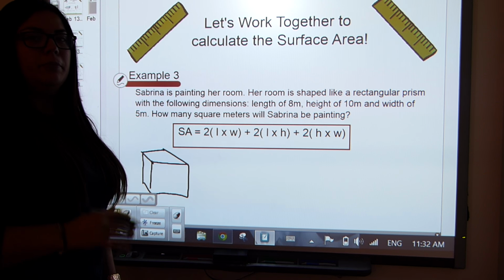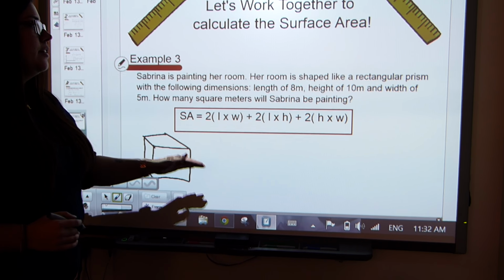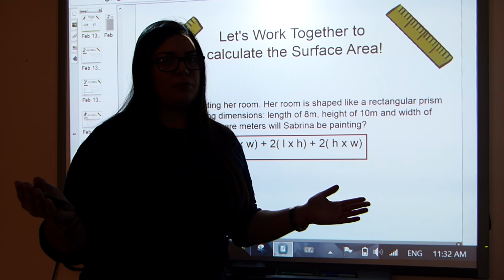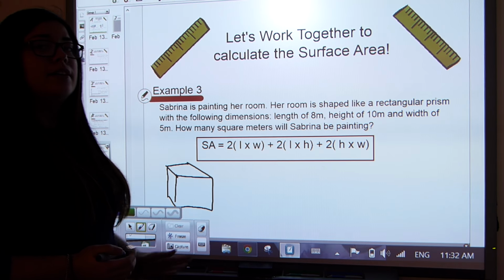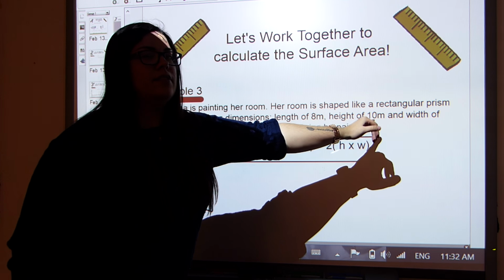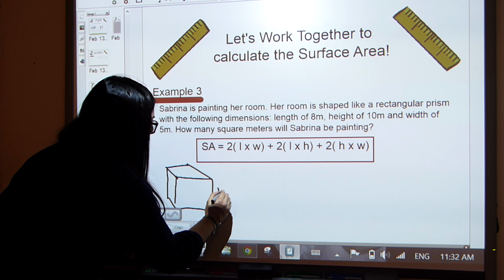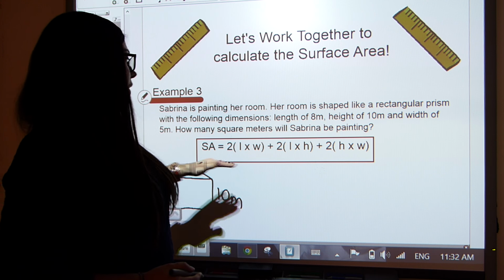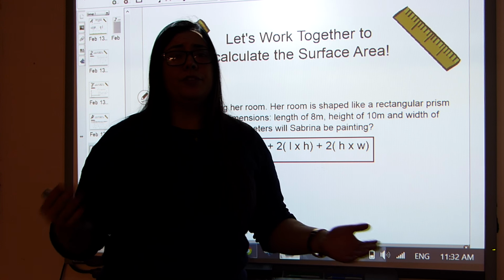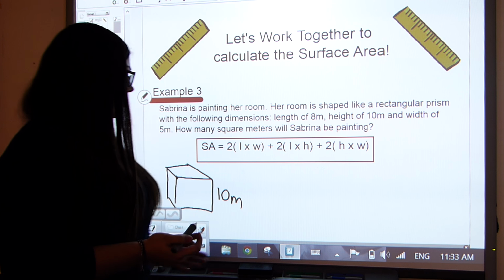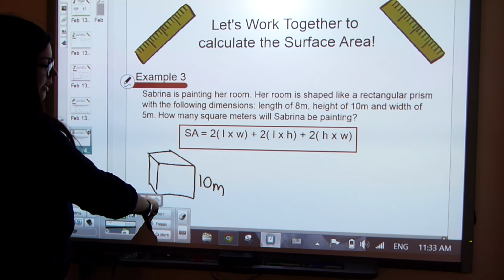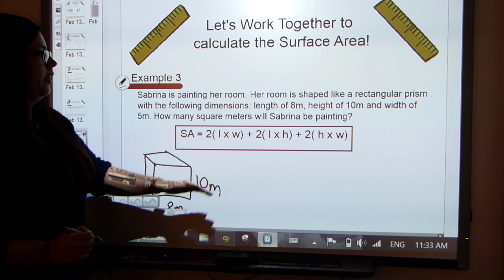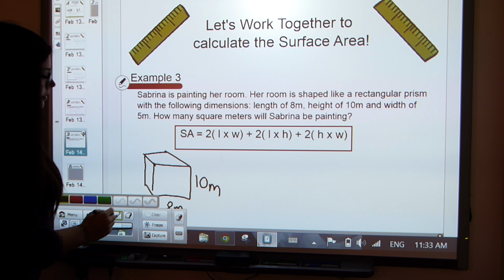Okay, it's more of a cube, but you get the idea. So it's telling us the height of 10 meters. Always label the height first because it's the easiest one to do, okay? Height, straight up, and it's telling us it's 10 meters. And you have a length of 8 and a width of 5. Again, they're interchangeable. You can choose which one you want to work with. So let's say the bottom here is the length, so I'll say it's 8 meters. And on the diagonal is your width.